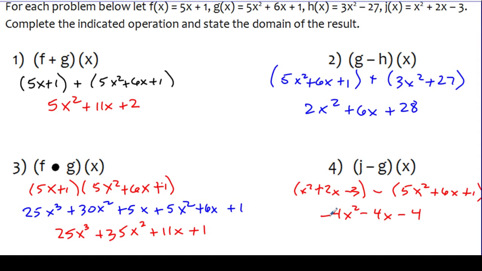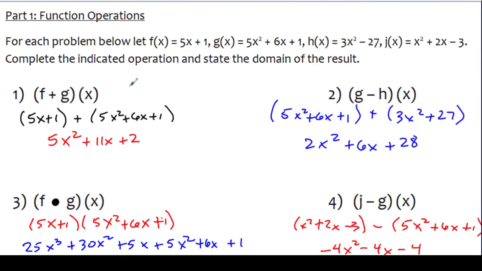We're going to leave it exactly like this and say our solution is negative 4x squared minus 4x minus 4. Okay, each of these problems up here says complete the indicated operation, which we've done, and it also says to state the domain of the result. So when I'm looking at each of these original expressions at the top, I need to say what is the domain of these functions.